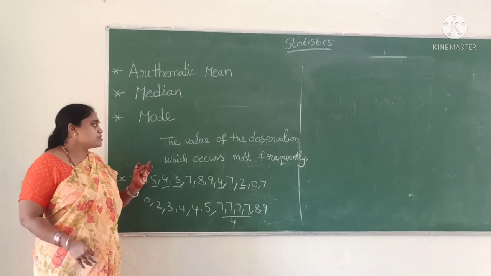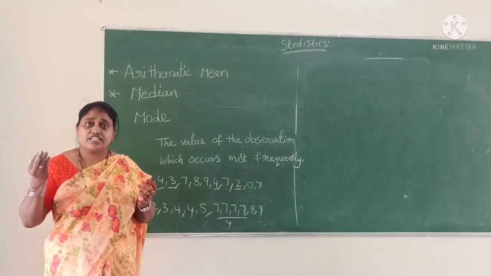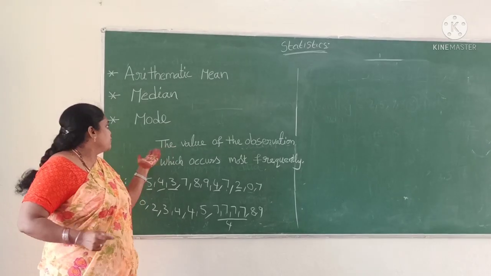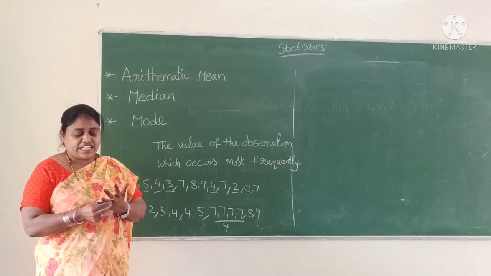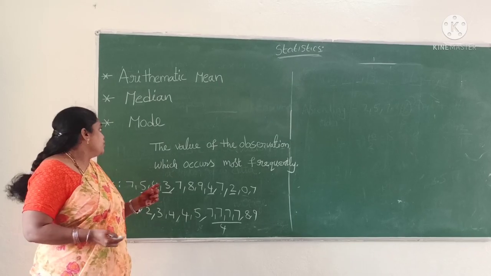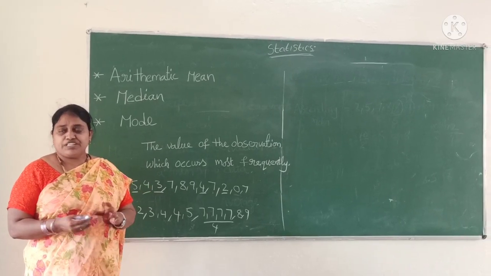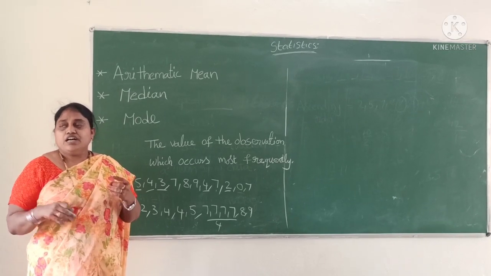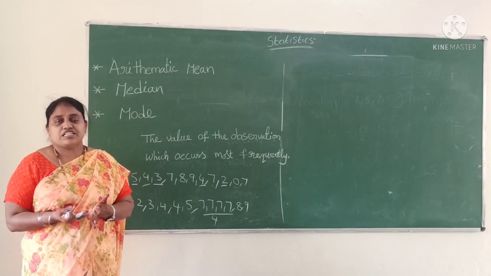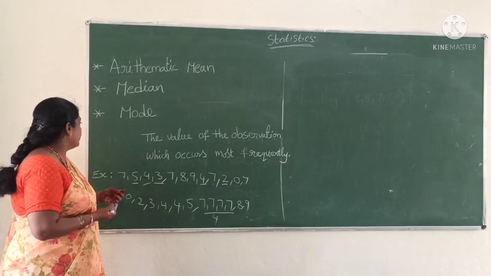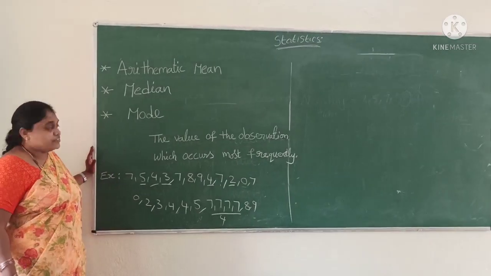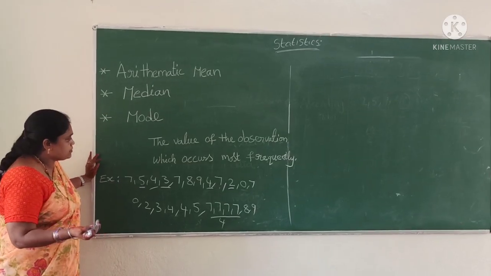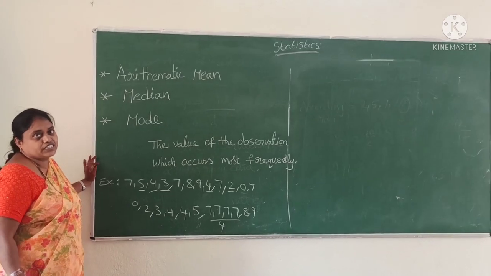The observation that comes most frequently is called mode. In daily life we use mode at various times. For example, in a classroom, what is the shoe number, or which actor you like most? At that time we use mode very frequently. Mode is the value of the observation which occurs most frequently.